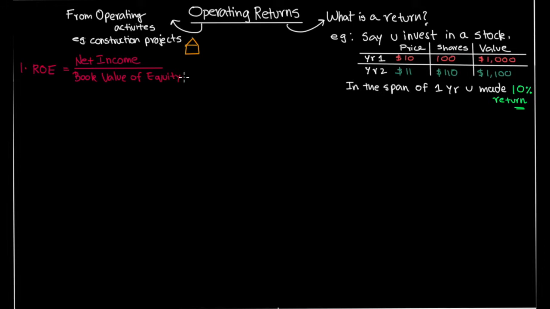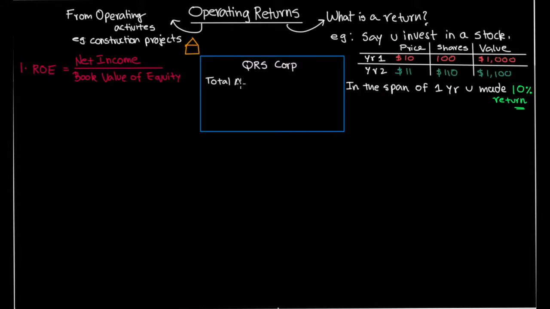We get the book value of equity from the balance sheet and we get the net income data from the income statement, the bottom line. So let us just create a sample company. This doesn't really exist, so let us just create a simple company. Let us call it QRS Corporation, Corp for short. Let us write a few data. This is not any specific financial statement. I've just gathered the data and put it on this piece of paper. So it's all multiples of millions.